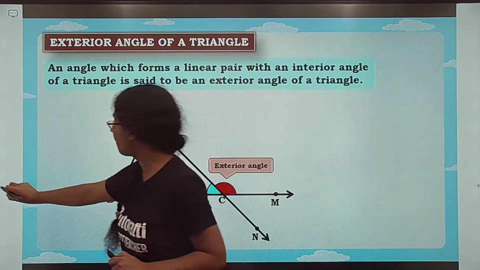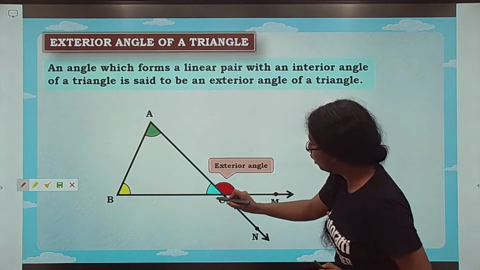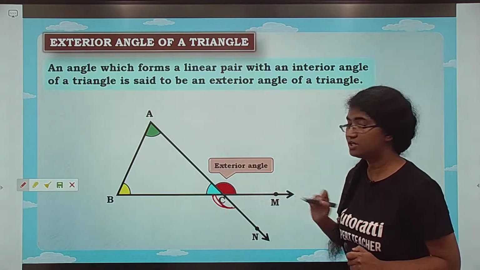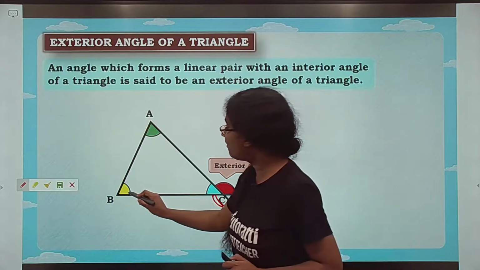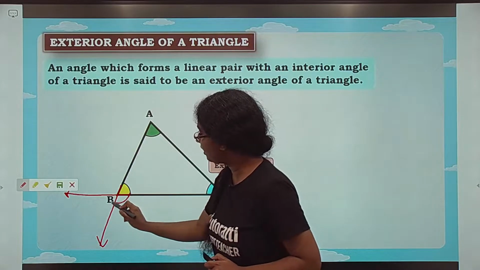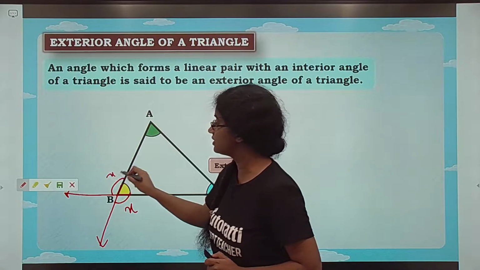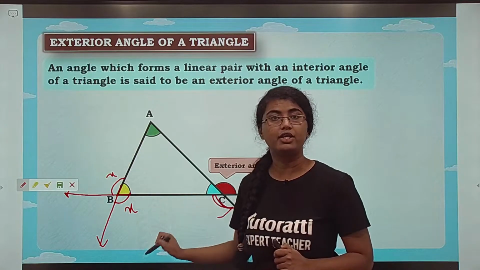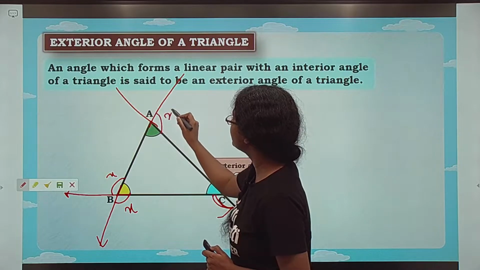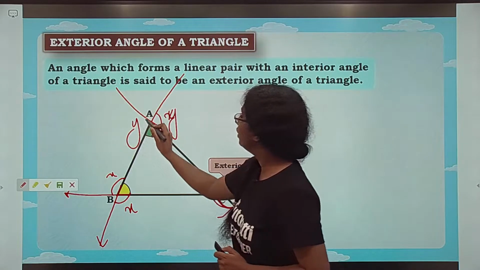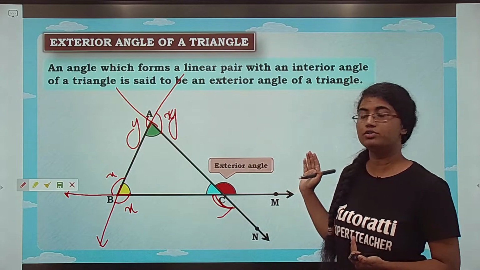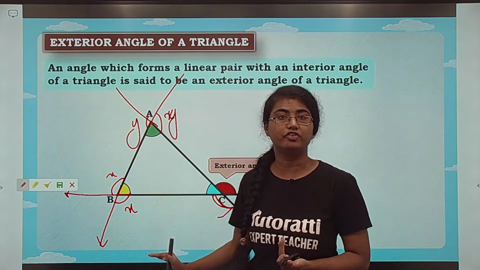Now not just this, let's try an experiment here. Is this angle an exterior angle as well? Yes. What if I extend this side and this side? Then this becomes an exterior angle and so does this, right? These are your exterior angles as well. Extend these two sides and you can see that these are your exterior angles. So there are around 6 exterior angles for a given triangle.